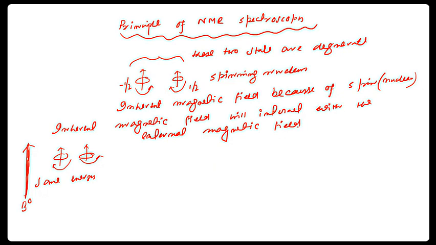Then what will happen? Let's say this is the external magnetic field. This is a state where the spin of the nucleus aligns along the magnetic field. So this is the low energy level. This aligns along the magnetic field.